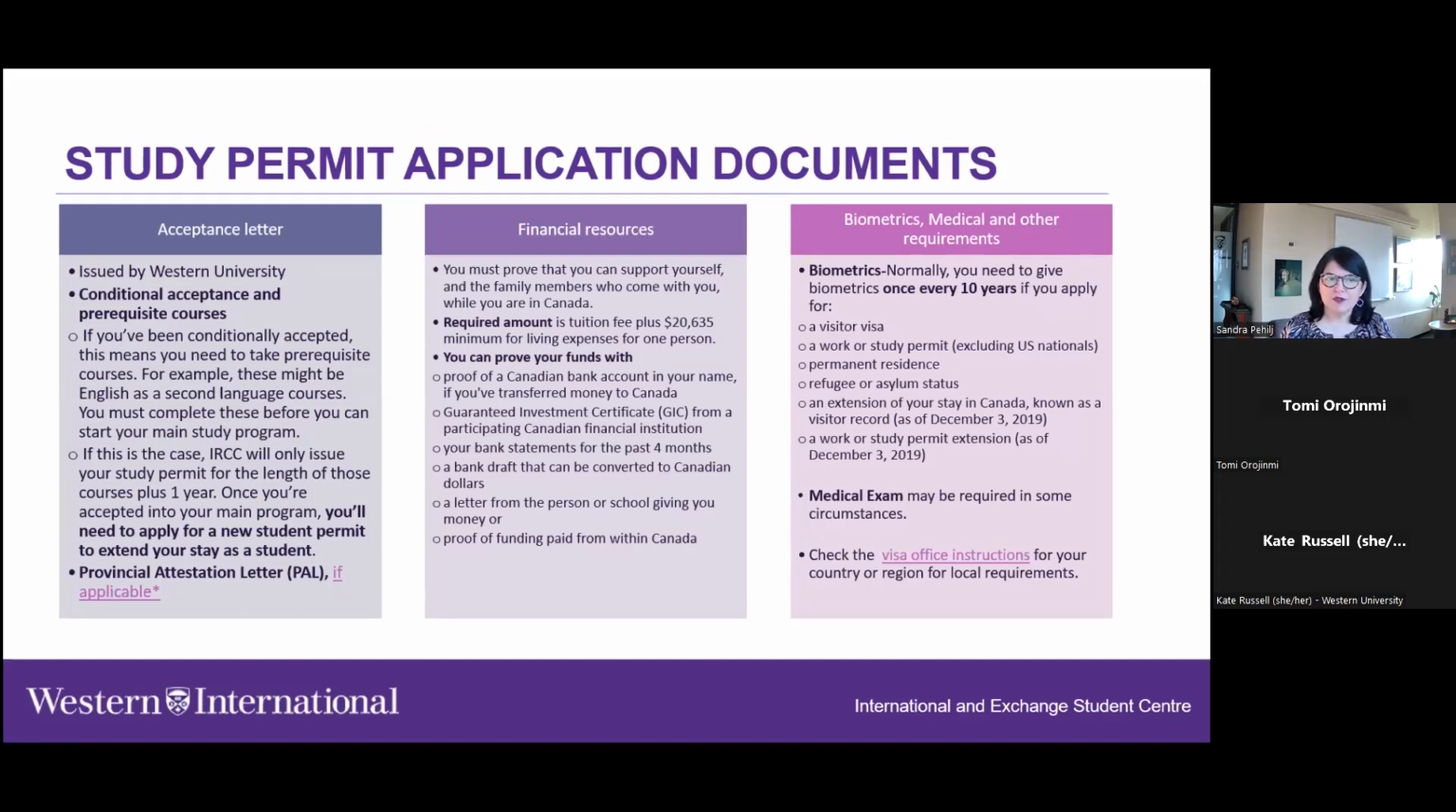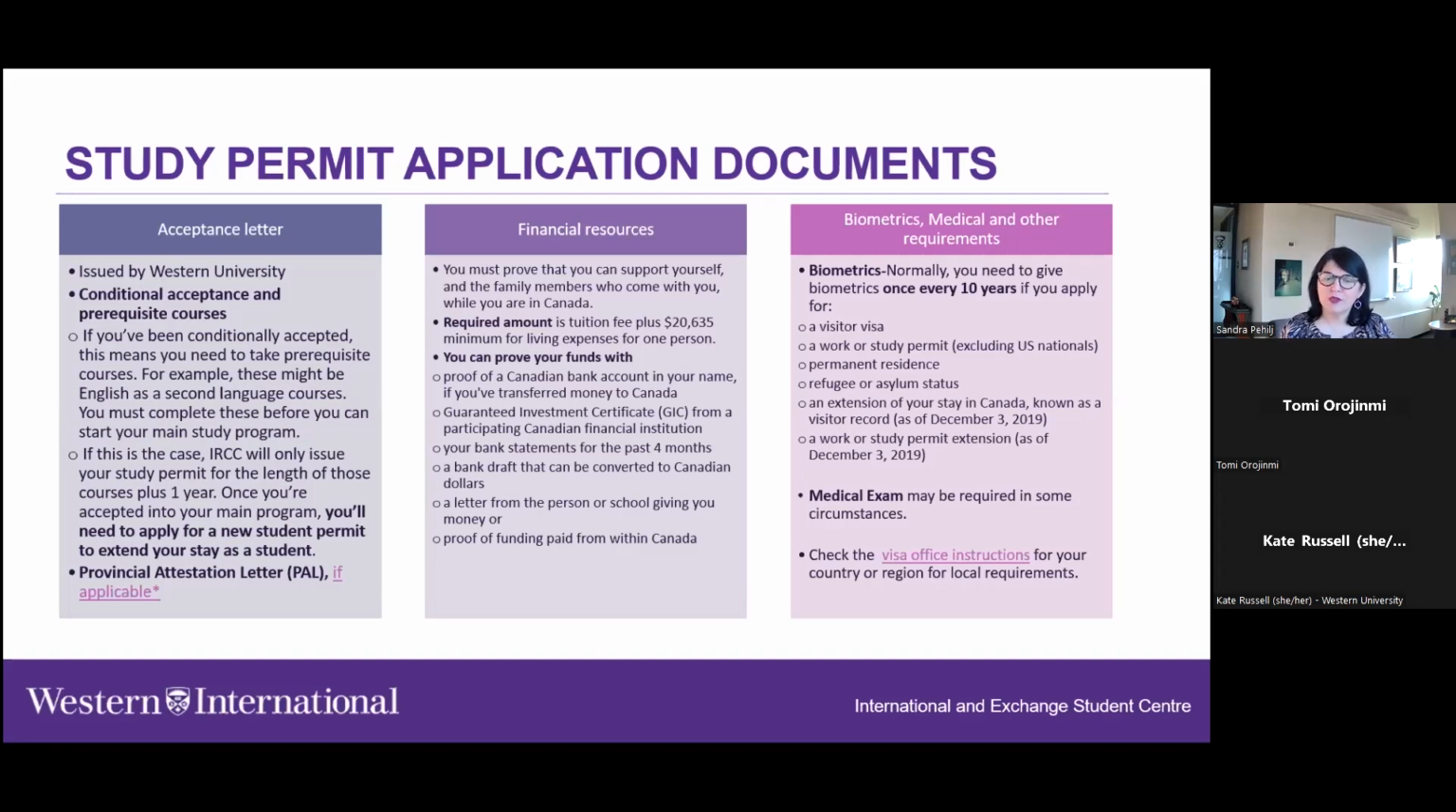The acceptance letter issued by Western University could be a conditional acceptance for prerequisite courses. For example, if you are conditionally accepted, it means that you may take some prerequisite courses. For example, this may be English as a second language courses. You must complete these before you can start with your main program. In that case, IRCC may issue a study permit for a shorter time period. So you will then need to apply for an extension of your study permit from within Canada. These are some of the examples when students may be issued a study permit for a shorter time period, and then they will be able to apply for an extension.